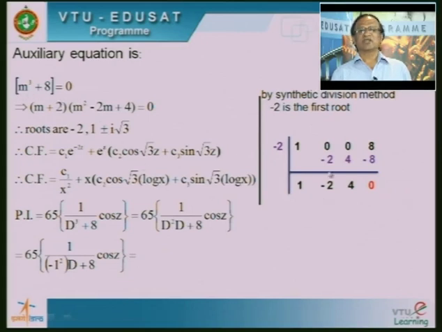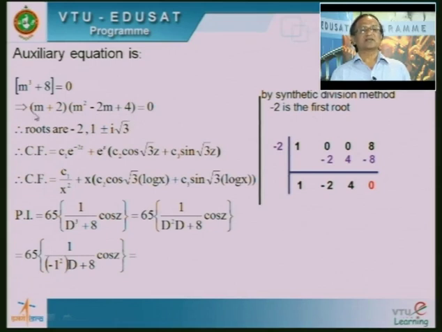It is a third degree polynomial. Now, I am going to reduce it by 1 degree, to a second degree polynomial: 1 into m square minus 2 times m plus 4 is equal to 0. What have I written here? I have already written one factor: m plus 2 into m square minus 2m plus 4 is equal to 0.